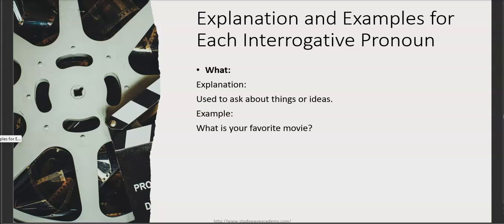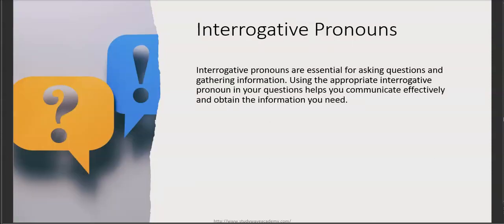Lastly, all we need to know about interrogative pronouns is that they are essential for asking questions and gathering information. Using the appropriate interrogative pronouns in your questions can help you communicate effectively and obtain the information that you need. So you have to know the right question. That's why I've gone through each and every interrogative pronoun, so that you can know when to use it and even how to use it, okay?